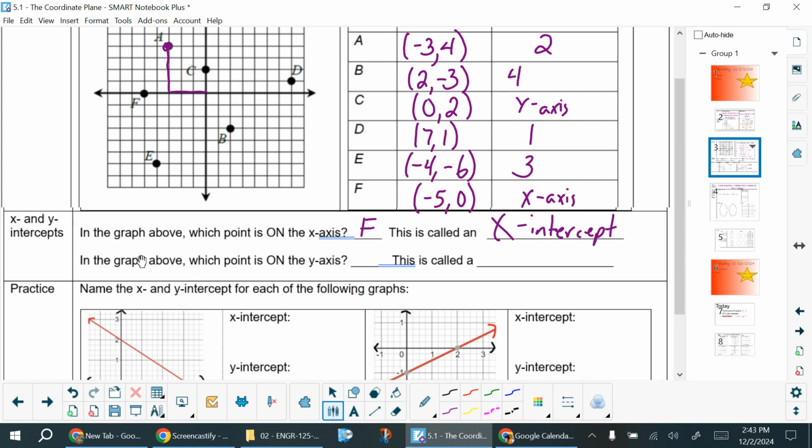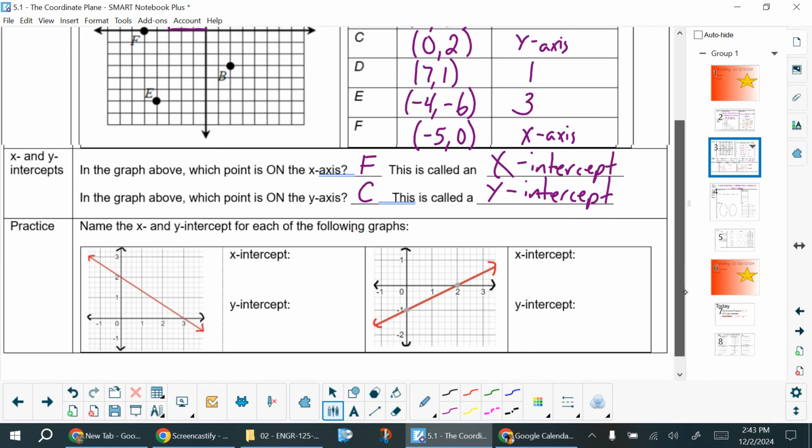If I'm looking at the graph above, the point that's on the y-axis is C. We'll call that the y-intercept. And usually we'll be talking about these with a line or something crossing the y-axis, and that's where that word intercept comes from, crossing over that axis.